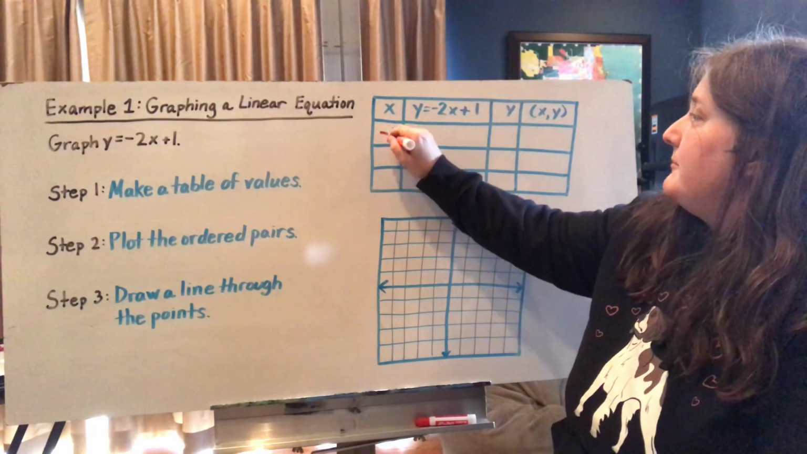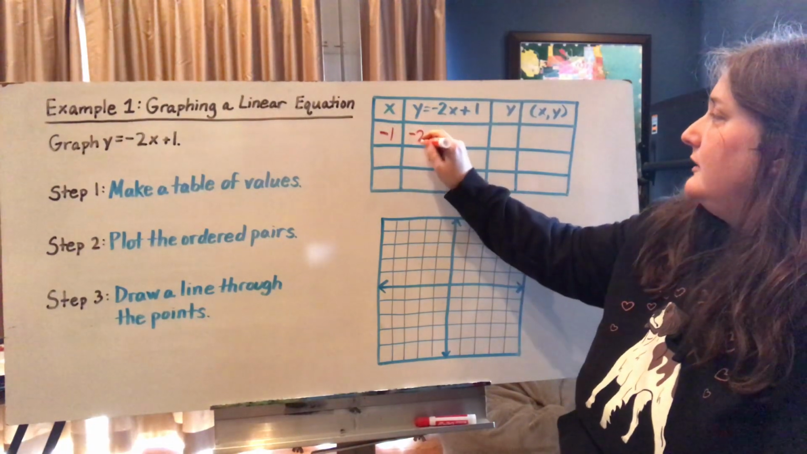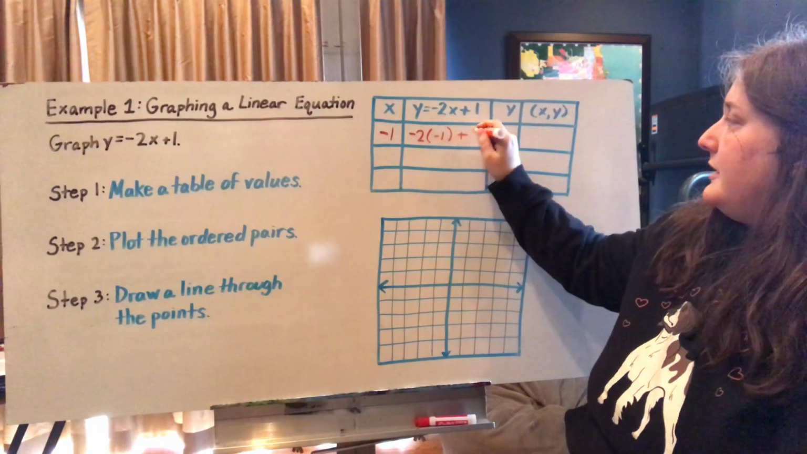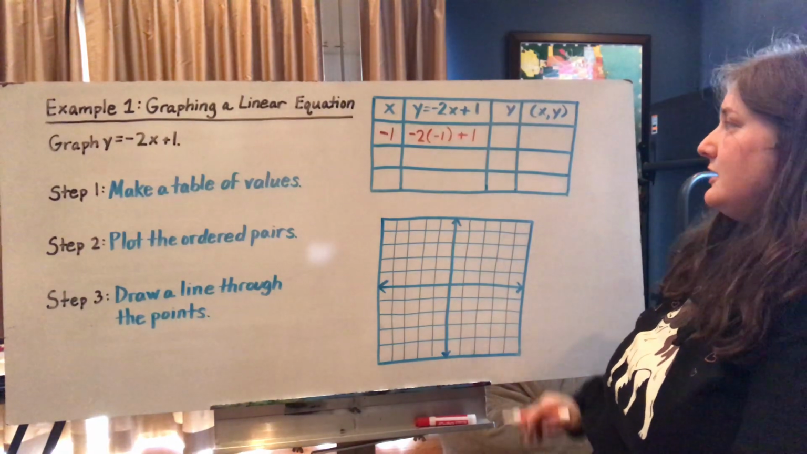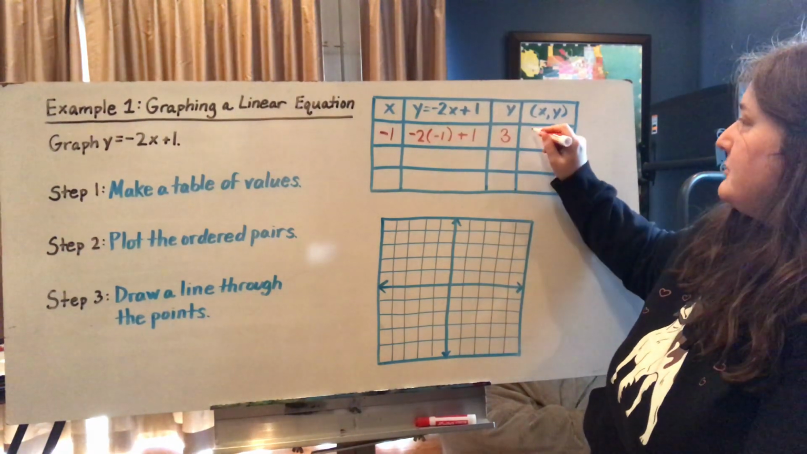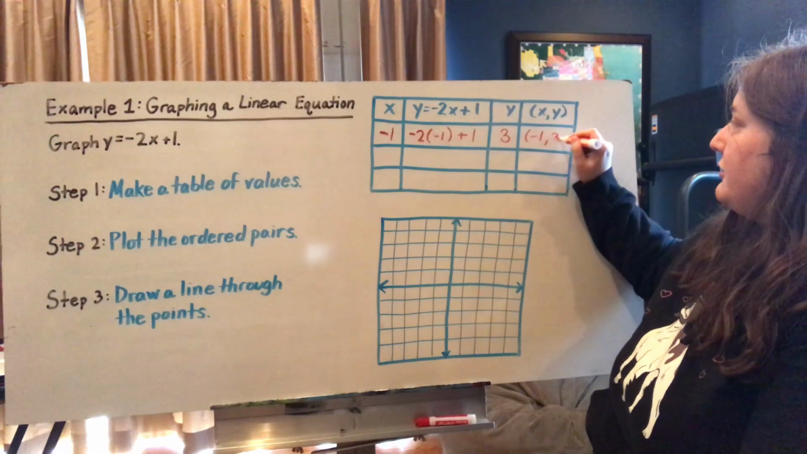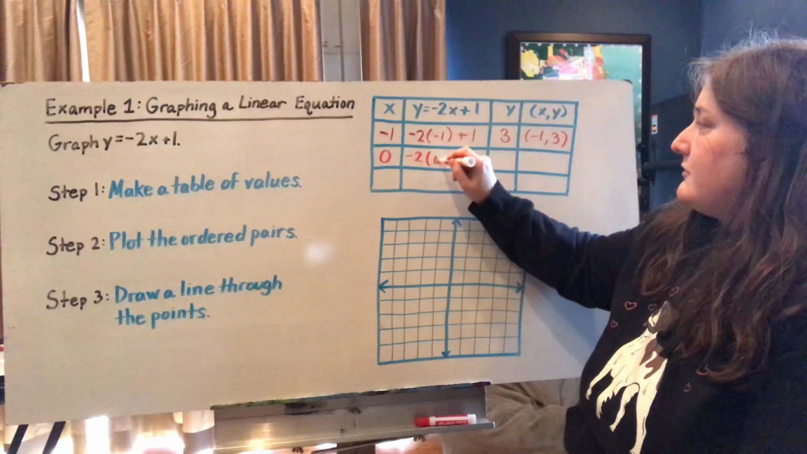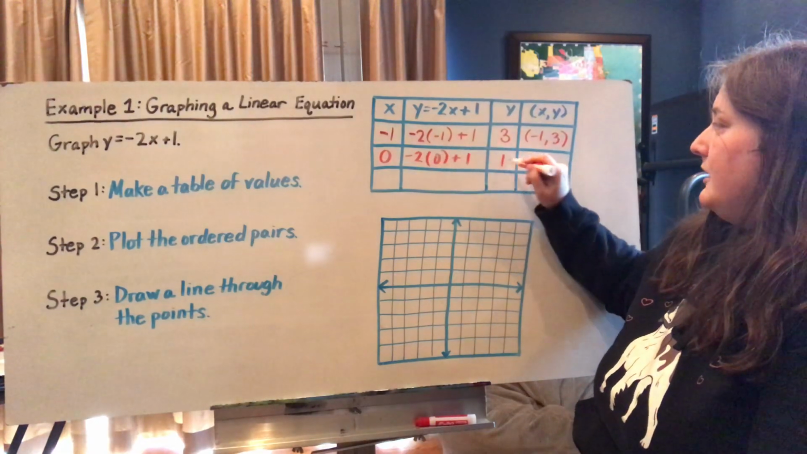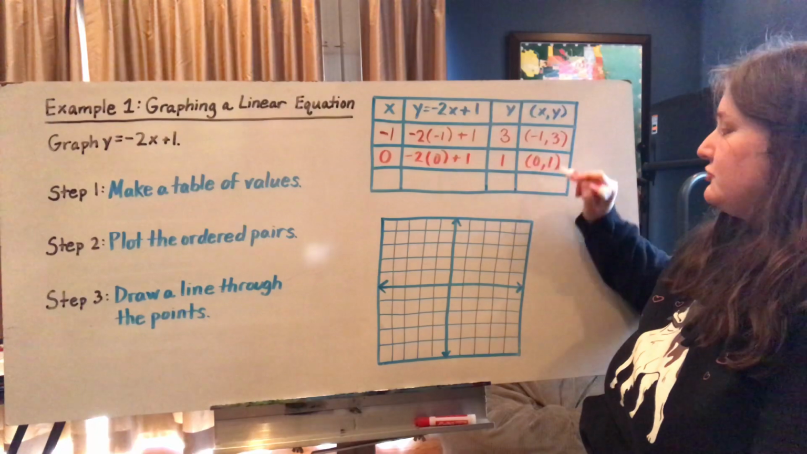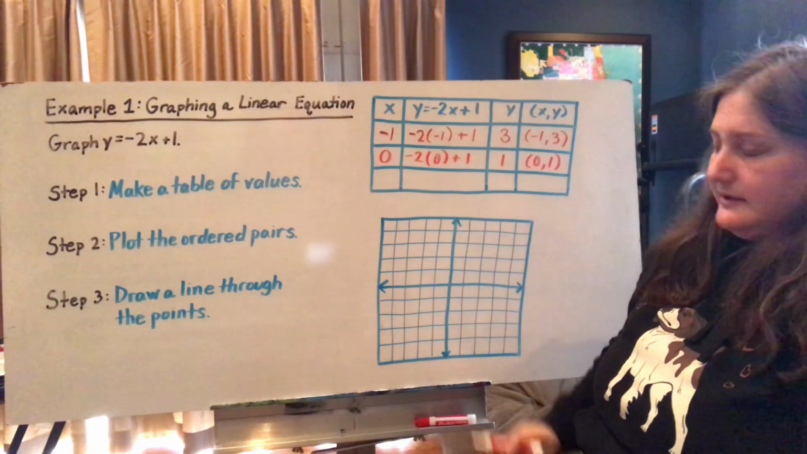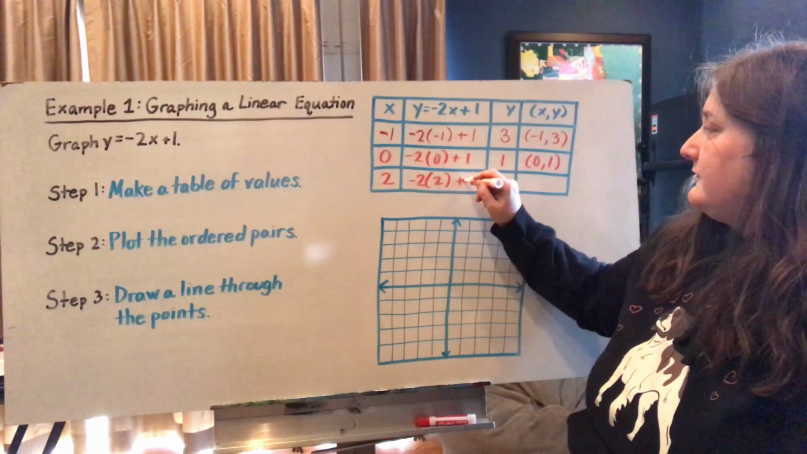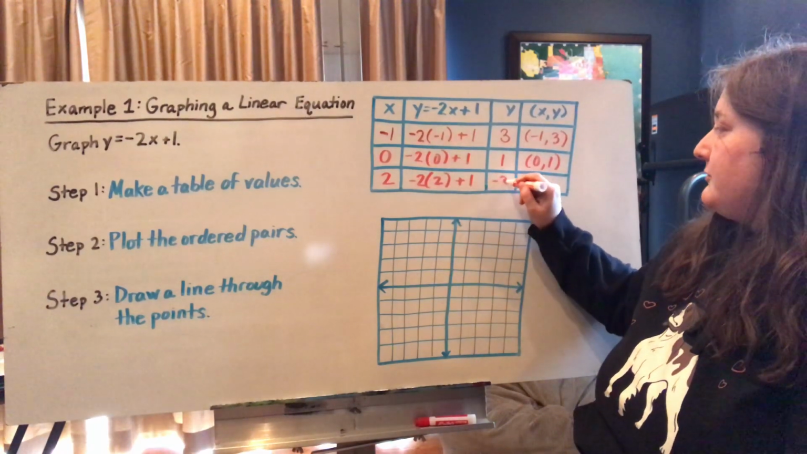So I'm doing -2 times -1, that's the number I'm putting in, that's my x, plus 1. And I'm getting a solution here of 3. So my ordered pair is going to be -1 comma 3. All right, let's try 0. So -2 times 0 plus 1 gives me 1. So 0 comma 1 is another solution pair. And let's try 2. -2 times 2 plus 1 gives me -3.